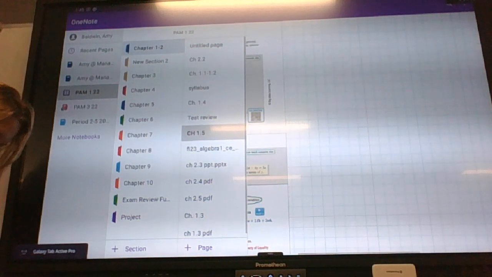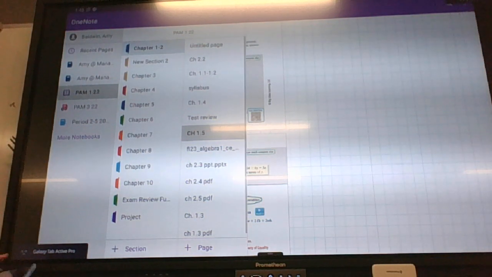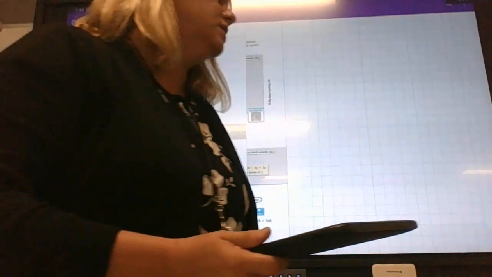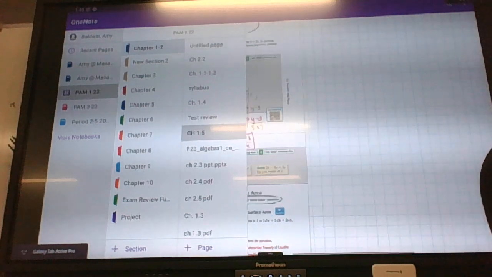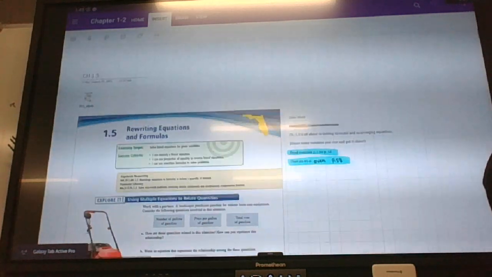All right, so we'll transition into classwork. You can see this is our today. We're going to go from homework into classwork now. I'm going to have you open your book up.